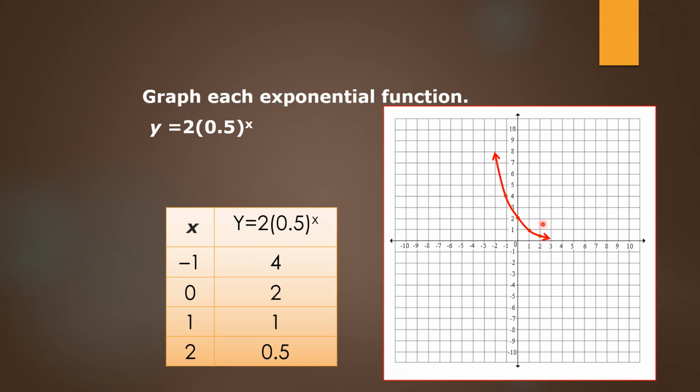This graph, as you see, changed because here we have a change in the equation. B here is less than 1 and bigger than 0, and the coefficient is positive. Then the graph will be like this.